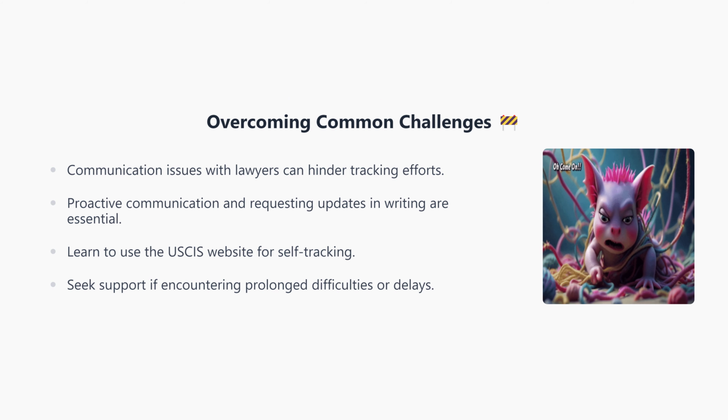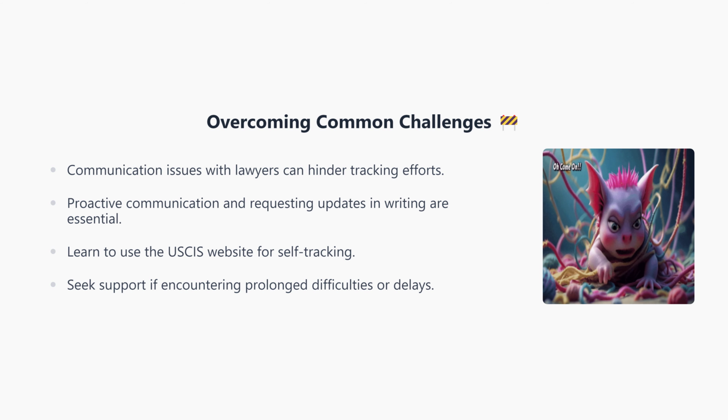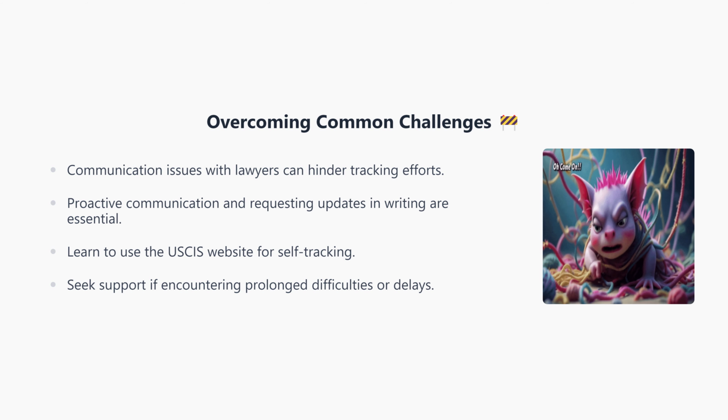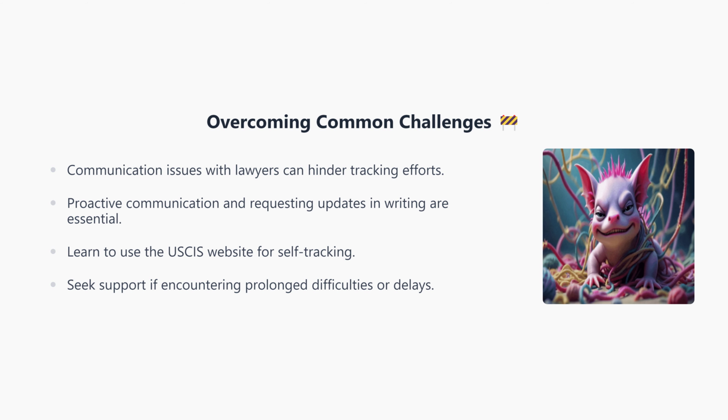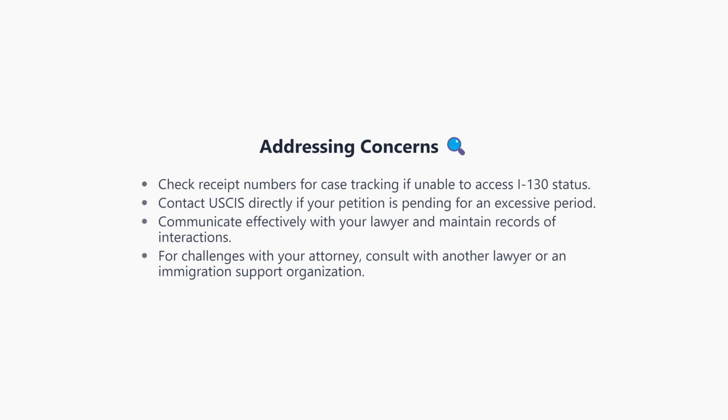Throughout this process, many applicants experience challenges, such as communication issues with their lawyers, which can impede tracking their case's progress. To overcome this, maintain proactive communication and request any updates in writing to create a paper trail. Additionally, consider learning how to use the USCIS website for tracking your own case. If you're encountering significant delays or difficulties, don't hesitate to seek further support from friends, immigration support organizations, or potentially hiring a new lawyer. Now let's talk about addressing specific concerns.